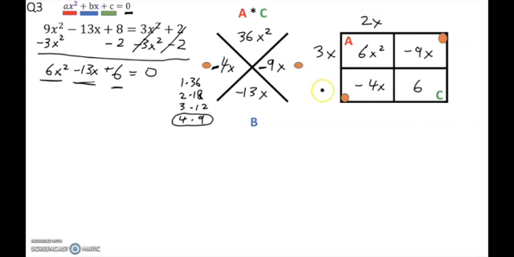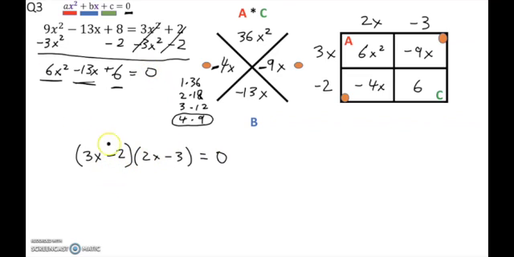Now 2x times what equals negative 4x? Should be minus 2. And 3x times what should equal negative 9x? That's right, it should be negative 3. And does negative 3 times negative 2 equal positive 6? Yes, it does. So let's place our factored term 3x minus 2 from here, and our 2x minus 3 from there, and set that equal to 0.